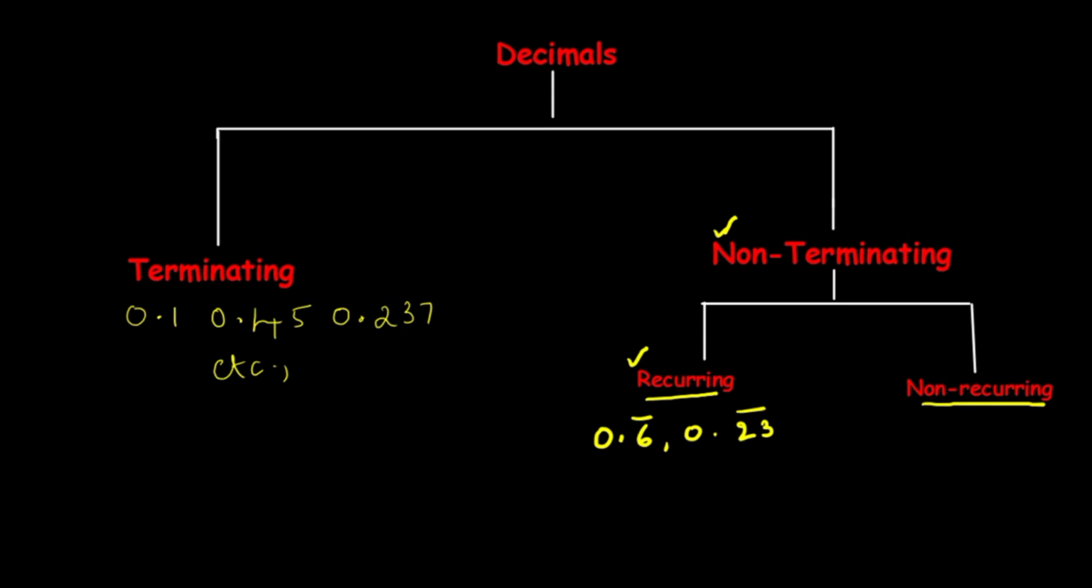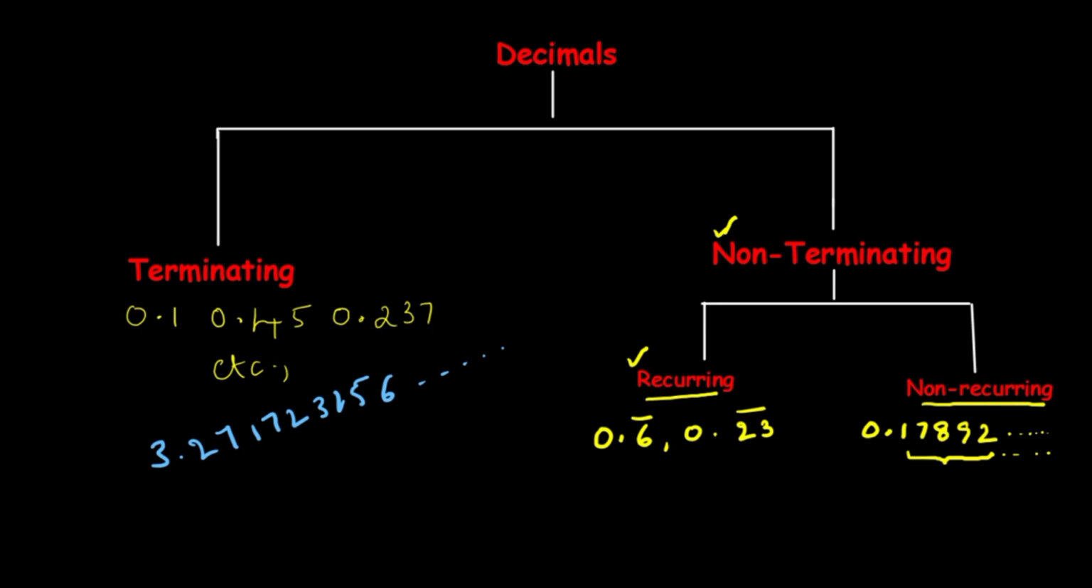Now what is the meaning of non-recurring? Suppose you have something like 0.1789, and so on. This is a non-terminating, non-recurring decimal. That means there is no number repeating in a period here, right? So it is a non-terminating, non-recurring decimal. Let us discuss some more examples of non-terminating, non-recurring decimals, like 3.271723156, and so on. This is also a non-terminating, non-recurring decimal.